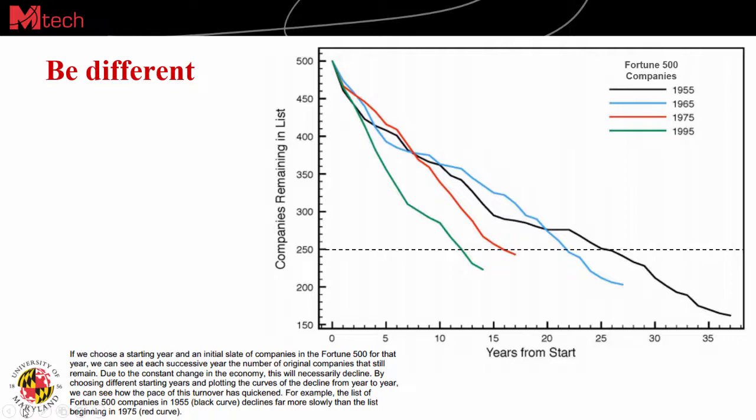Now, a second wave of companies we'll take a look at from 1965. Of the 1965 companies in blue, 250 of them, approximately half, were still on the list 22 years later. The third line, 1975, were still on the list, half of them, approximately 16 years later. In 1995, when we look at a more current edition, roughly 12 years passed with half of them still on the list. So we learn a few things here.